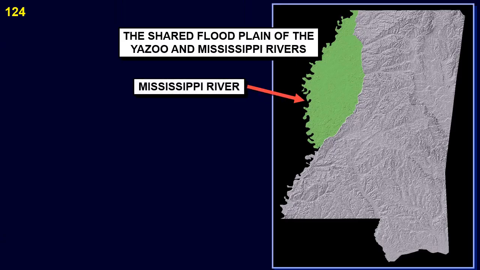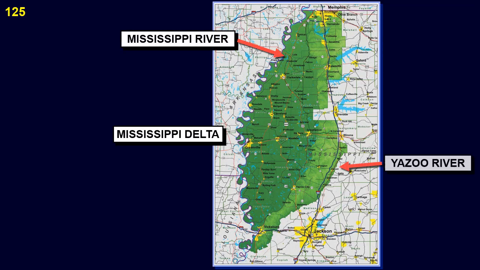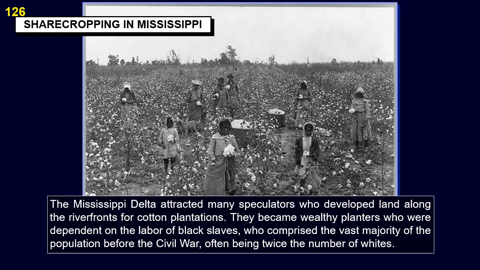The region is part of an alluvial plain, created by regular flooding of the Mississippi and Yazoo Rivers over thousands of years. The land is flat and contains some of the most fertile soil in the world. The Mississippi Delta region became one of the richest cotton-growing areas in the nation before the Civil War. It attracted many speculators who developed land along the riverfronts for cotton plantations. They became wealthy planters who were dependent on the labor of black slaves, who comprised a vast majority of the population before the Civil War, often being twice the number of whites.